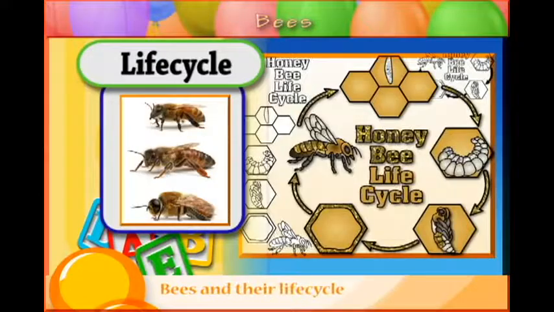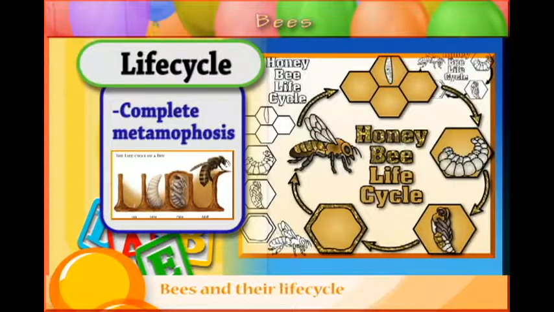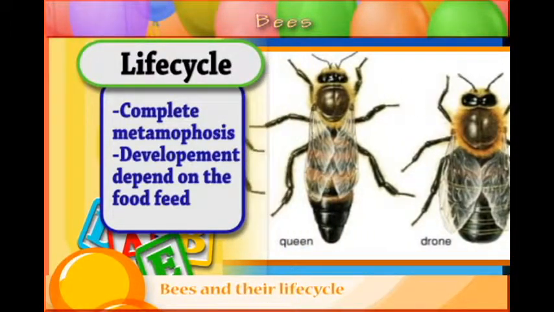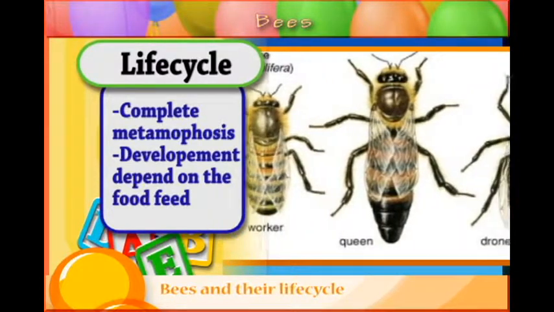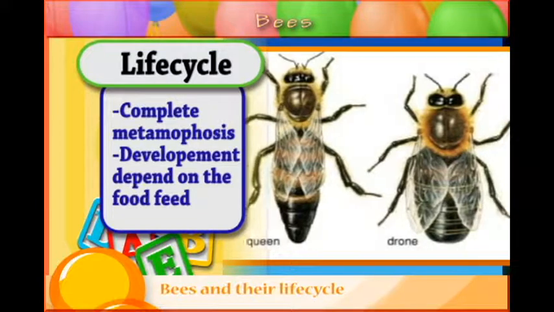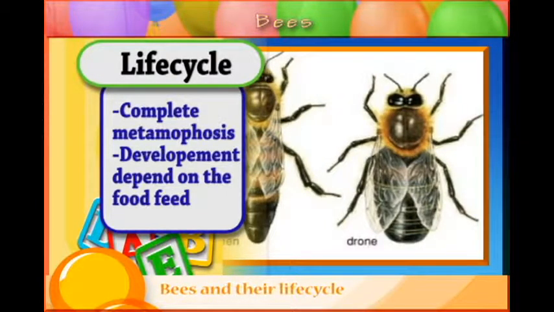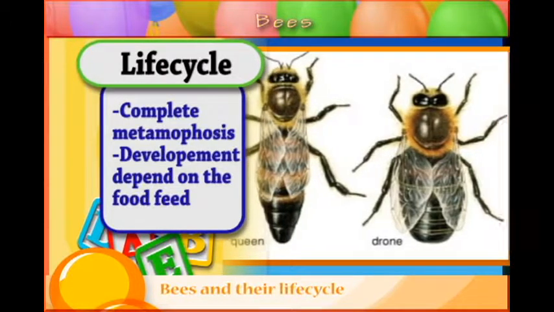Now we want to look at the life cycle. It is very interesting when it comes to the life cycle. Bees undergo what we call complete metamorphosis, going through the egg, the larva, the pupa, and the adult. The development is determined by the type of food. Who is going to develop into a worker? Who will develop into the queen? Who will develop into the drone? It depends on the type of feeding. But all of them go through all stages from egg to adult.